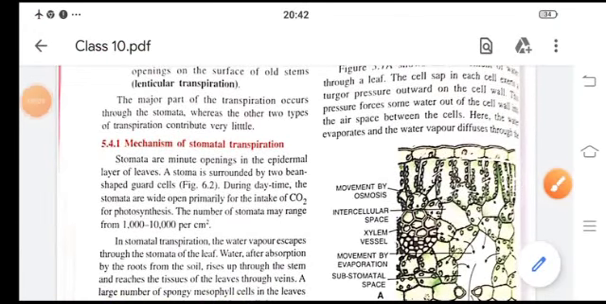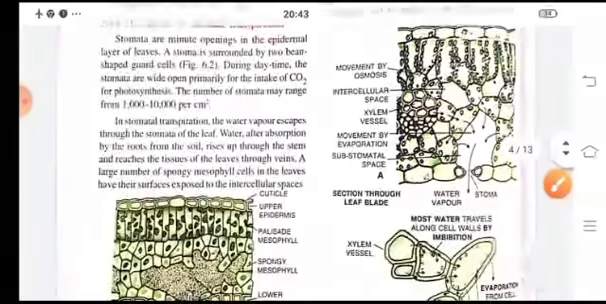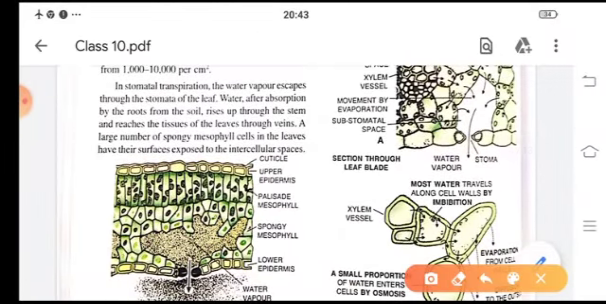Now come to the mechanism of stomatal transpiration. Children, you know that stomata are minute openings present in the epidermal layer of leaves. They are surrounded by two guard cells, and during daytime these guard cells open, and the stomata are wide open for the intake of carbon dioxide for the photosynthesis process. In stomatal transpiration, the water escapes through the stomata of the leaf, and this water, after absorption from the root, rises up through the stem and reaches the tissues of the leaf.